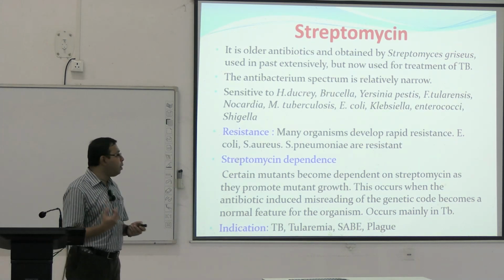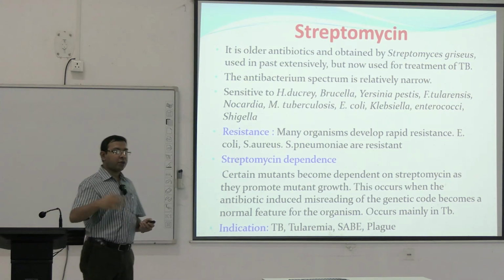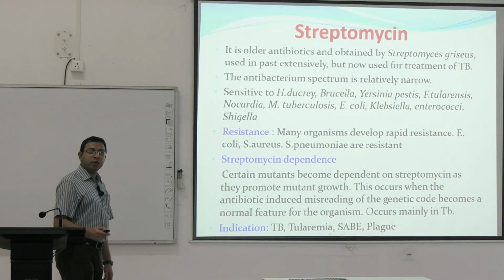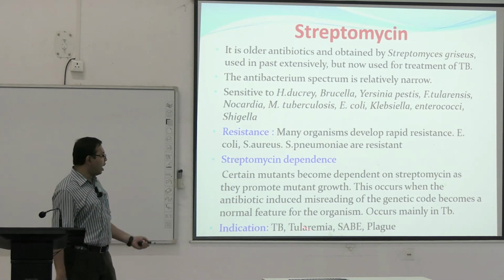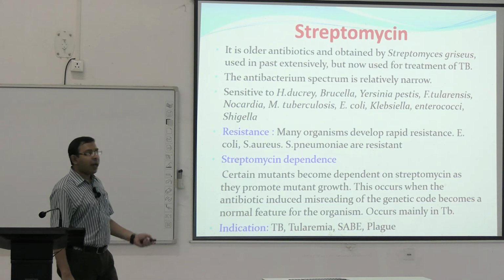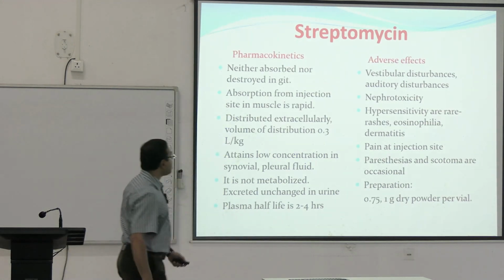So ultimately the mutant strain becomes the normal feature of the bacteria. That's why, indications: mainly it is used in tuberculosis. Apart from this, it is used in some rare diseases like tularemia, subacute bacterial endocarditis and plague. In these cases, streptomycin can be used.